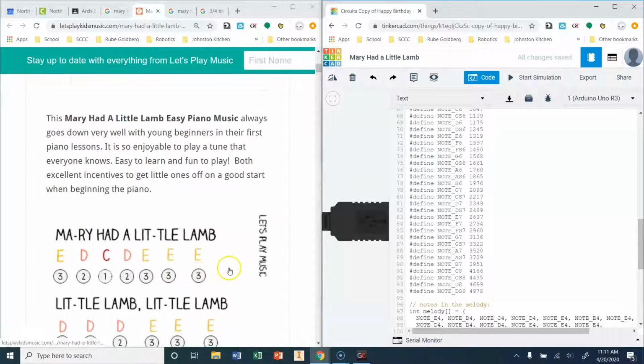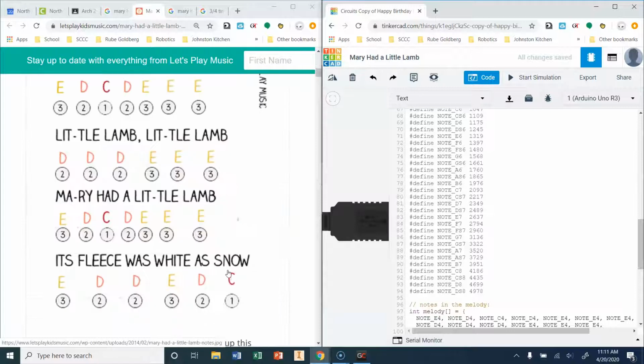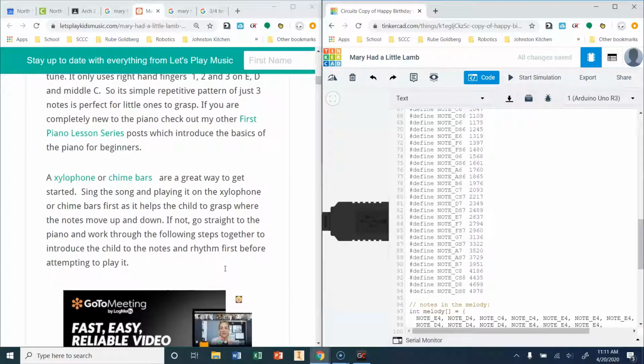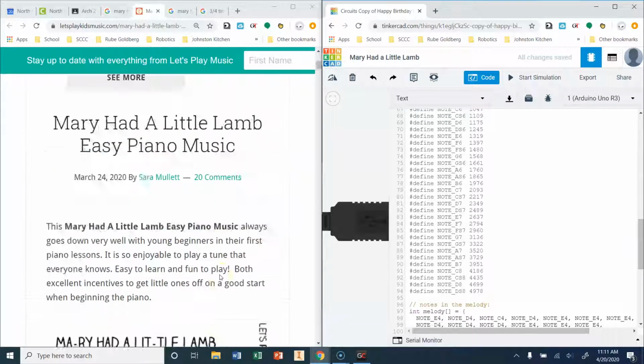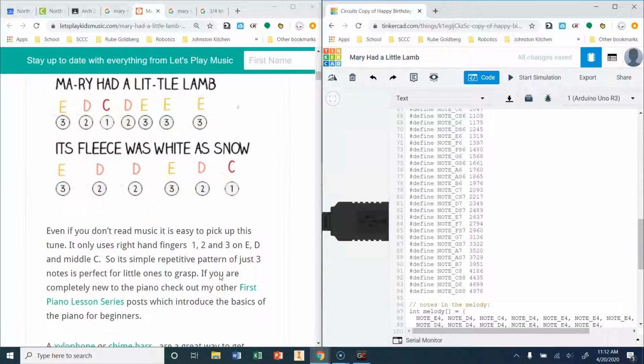All right, and have fun with it. Okay, if it doesn't come out perfect, that's all right. We're just really looking for something as close to the music as possible.